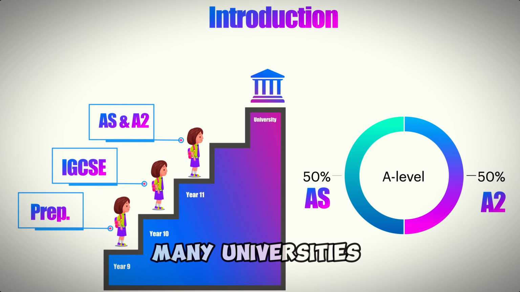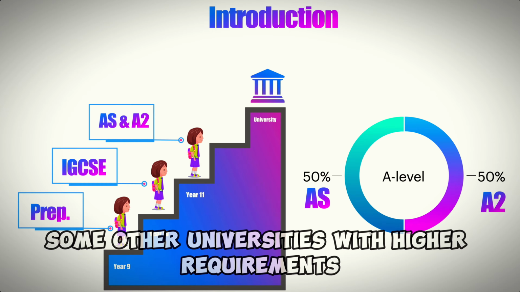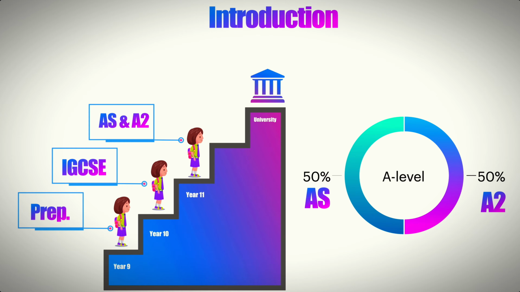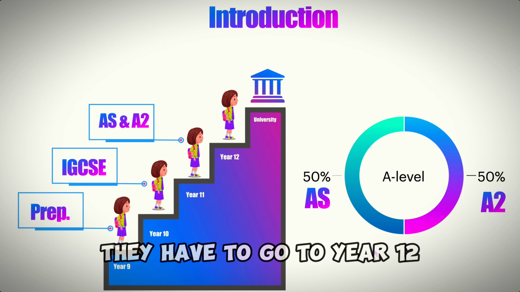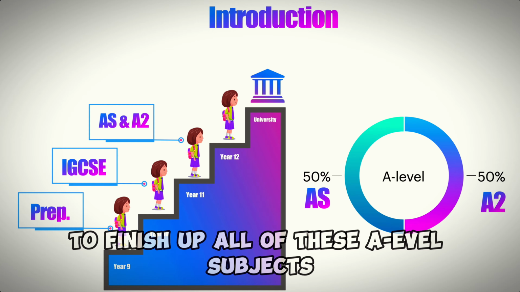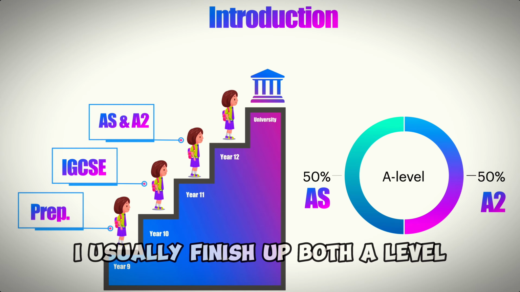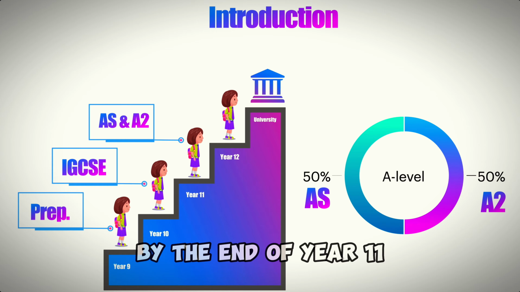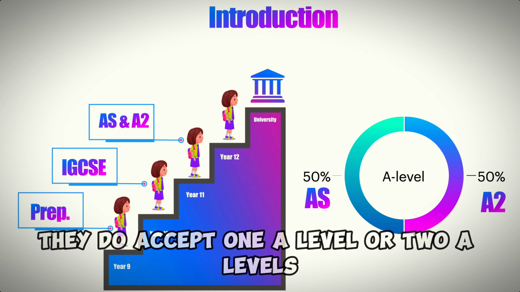Now, usually, many universities do accept AS alone without taking the A2. Some other universities with higher requirements would require at least a full A-level. Some universities, like those in Germany, would require 4 A-level subjects. So the students in this case have to go to year 12 to finish up all of these A-level subjects. In my case, with my students, I usually finish up both A-level biology and chemistry by the end of year 11. Many universities, as I said, do accept 1 A-level and 2 A-levels.